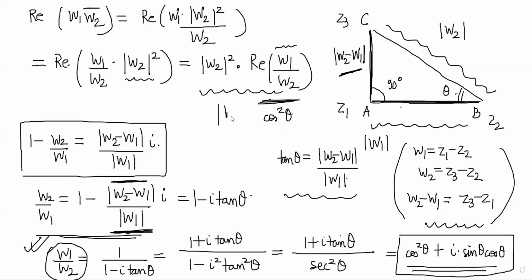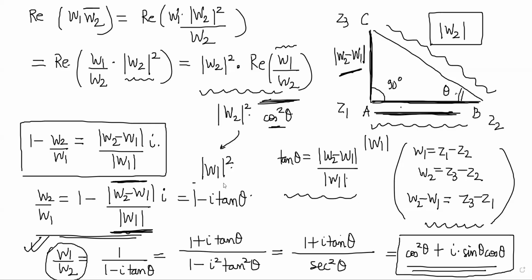And cos square theta times mod of W2 square, right? Notice mod of W2 is the hypotenuse. So mod of W2 square times cos square theta is going to be the base square, right? From geometry, this is mod of W1 square, right? So combining geometry of right angle triangles, a little bit of trigonometry, and our knowledge of complex numbers gives us this real part of W1 into W2 conjugate is equal to mod of W1 square, right? So I hope you have understood what we did here.